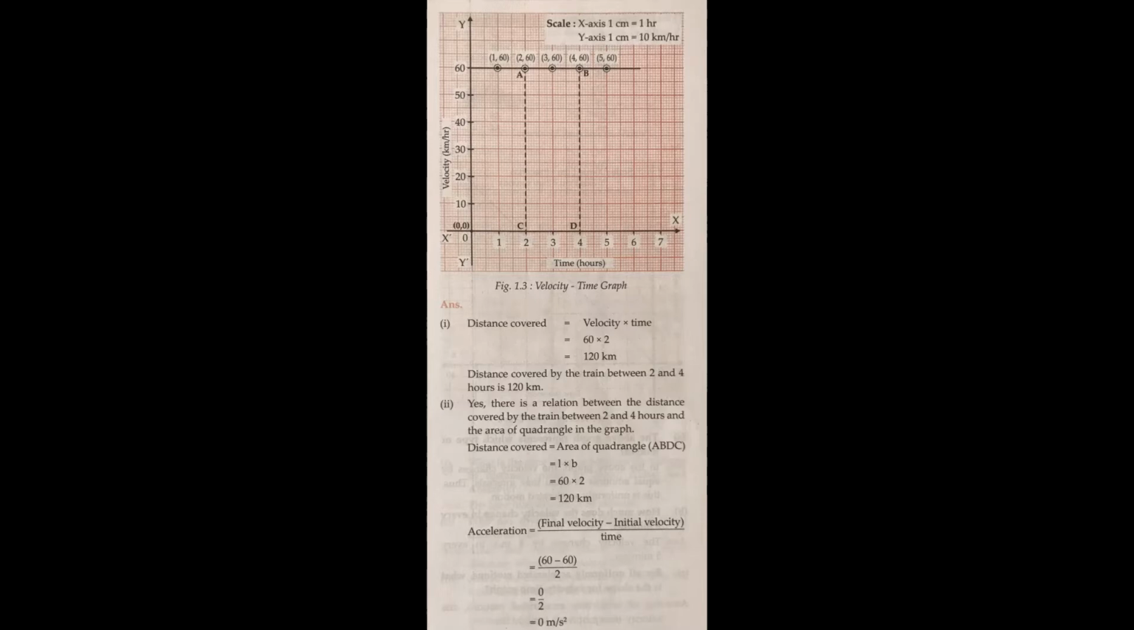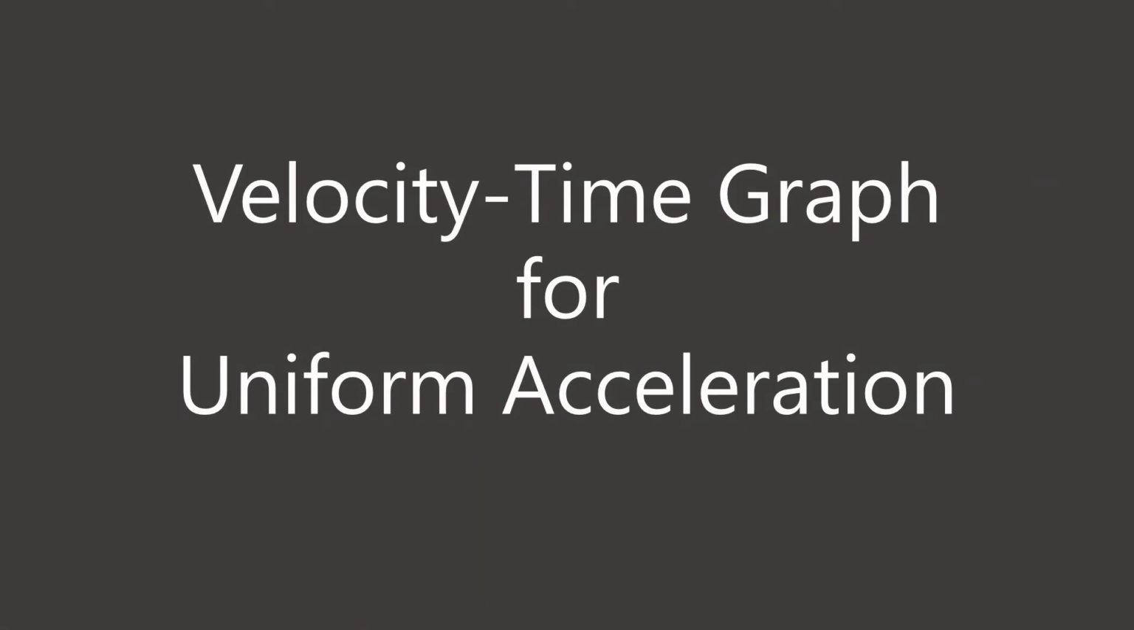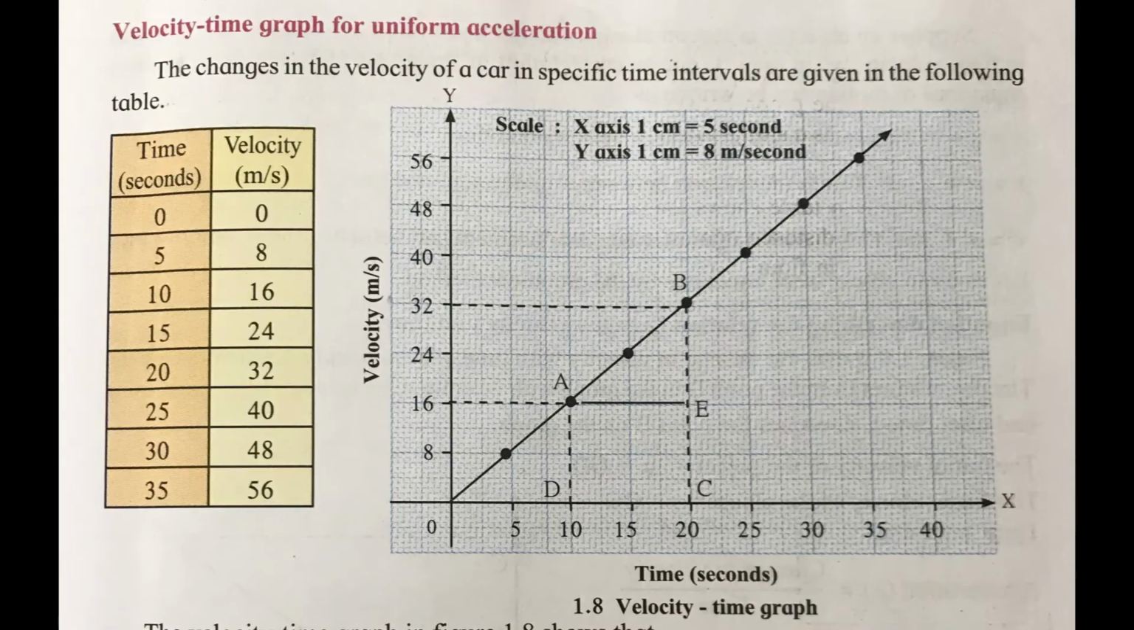Okay, now we may move on to the next graph, that is on page number 7. Velocity time graph for uniform acceleration. Okay, what is uniform acceleration? If the velocity changes equally in equal intervals of time, then it is said to be uniform acceleration. They have given a table on page number 7. You may see time 0, velocity 0, time 5, velocity 8, time 10, velocity 16, time 15, velocity 24.